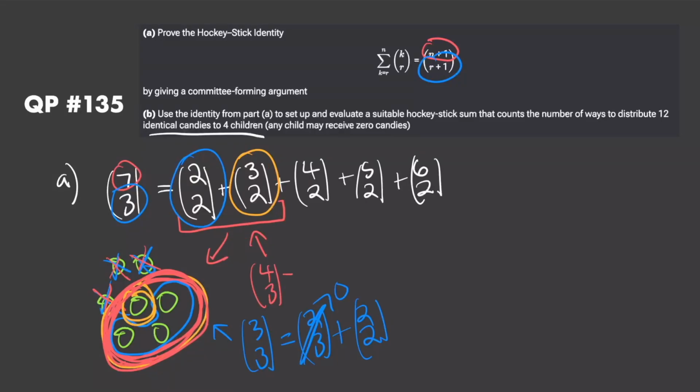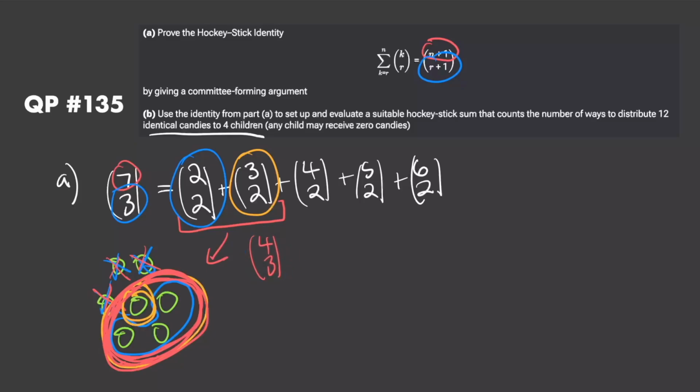Because, by Pascal's identity, this is equal to 3 choose 2 plus 3 choose 3, and then we just applied Pascal's identity again to this term right here, because 3 choose 3 is equal to 0 plus 2 choose 2, so we can just replace this with 2 choose 2. Okay, so now let's keep going. We know that the sum of those 2 terms is just equal to 4 choose 3.